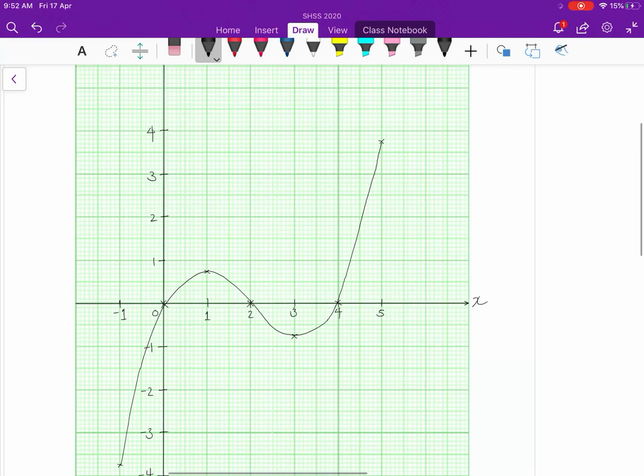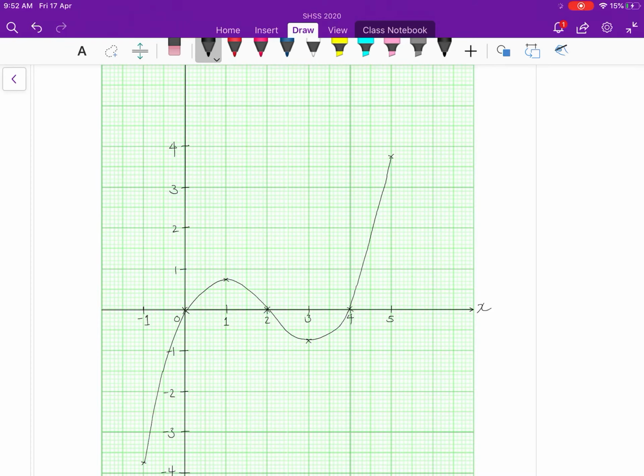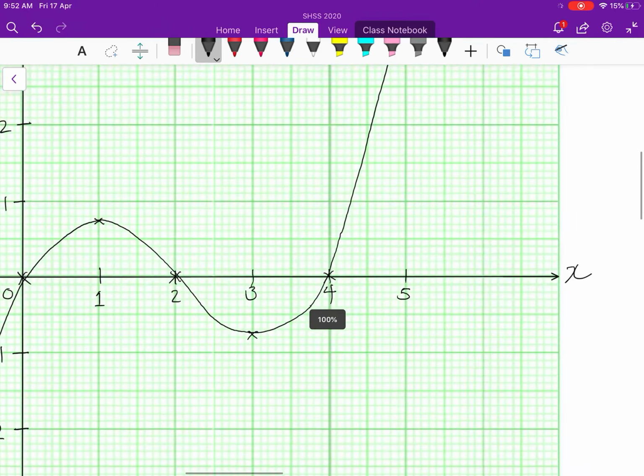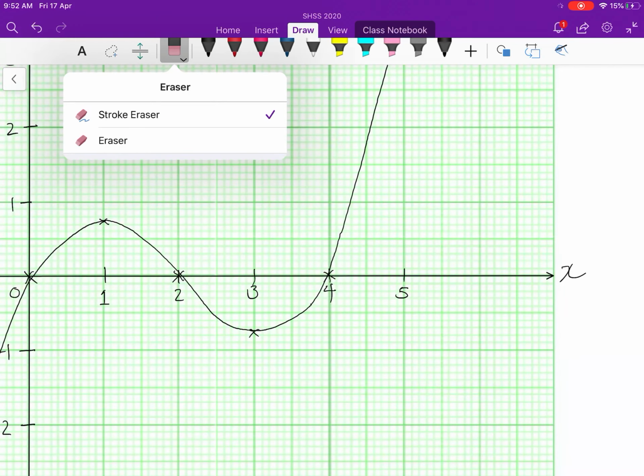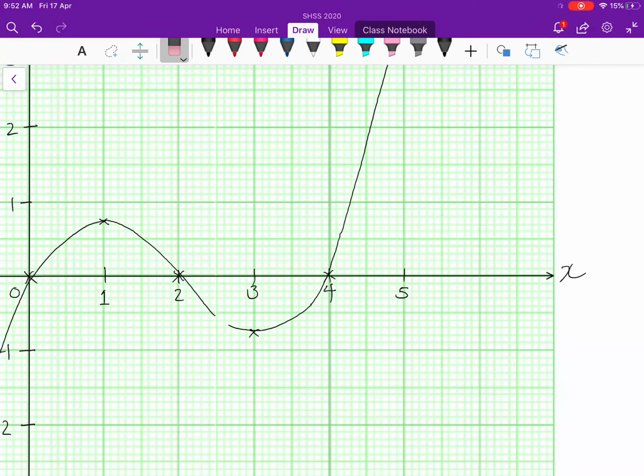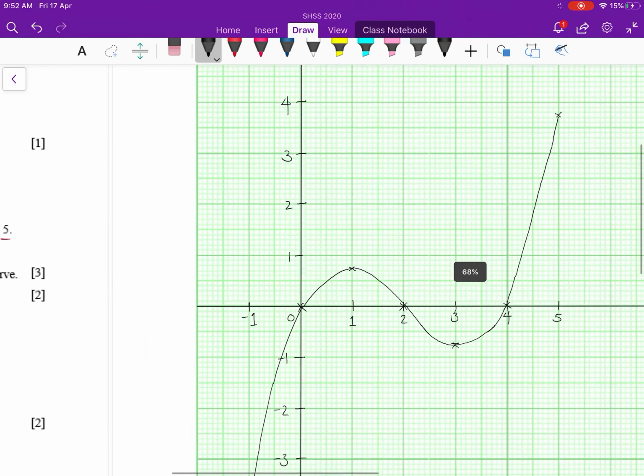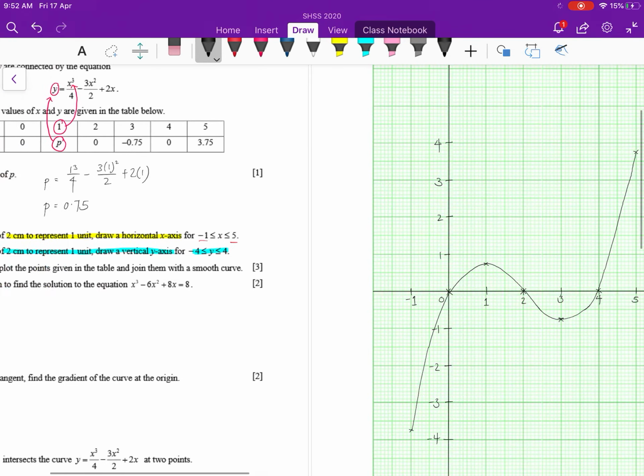Okay, so you have a nice cubic curve over here. Maybe this part should be just a little sharper. Okay, that would do. It's a nice cubic curve.